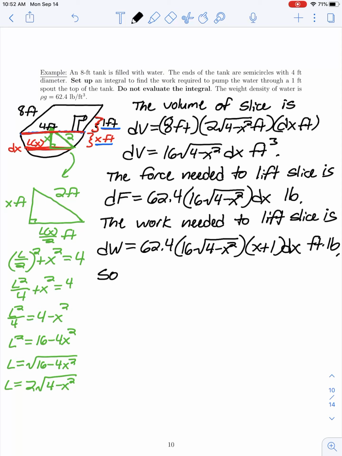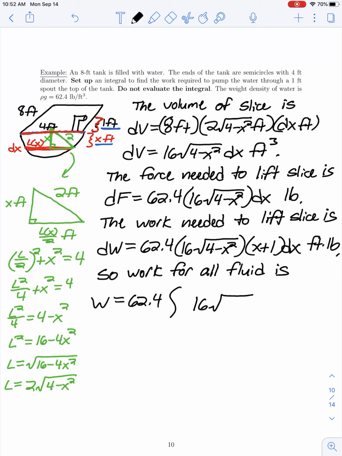So finally, to get the work for all of this fluid, which would be W, I would integrate this differential of W. So of course I can pull the 62.4 out in front of the integral. I'm left with 16 times the square root of 4 minus x squared times x plus 1 dx.